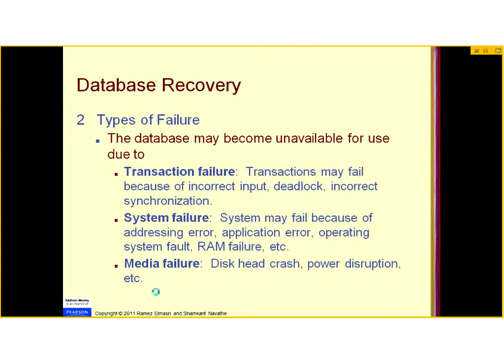The database may become unavailable because of three types of failures: transaction failure, system failure, and media failure. A transaction fails because of some input incorrectness, deadlock, or synchronization errors. System failure means the system is failing because of some addressing error, application error, or operating system errors. Media failure is when your database is not functioning properly because of a disk head crash, power disruption, or other errors.